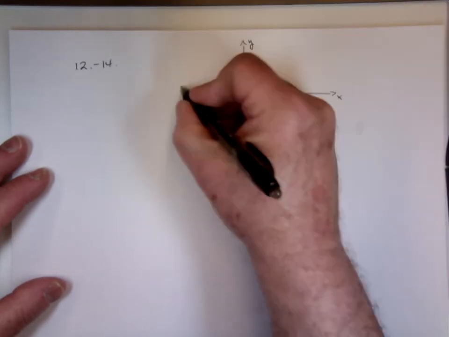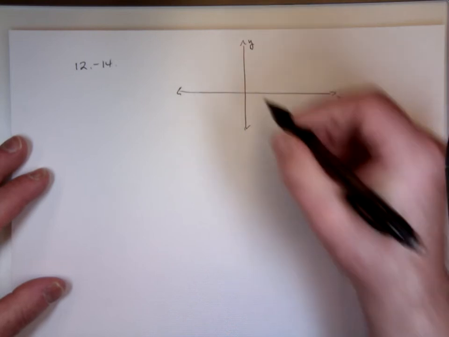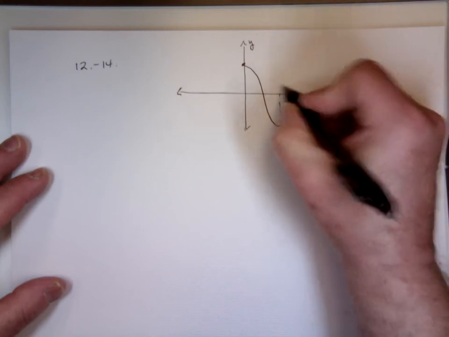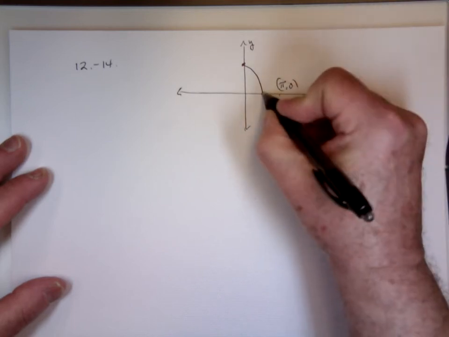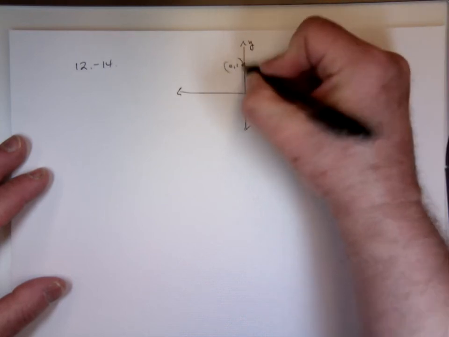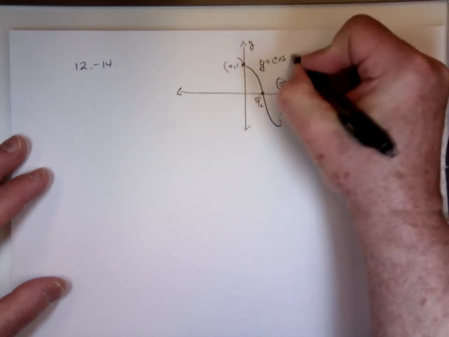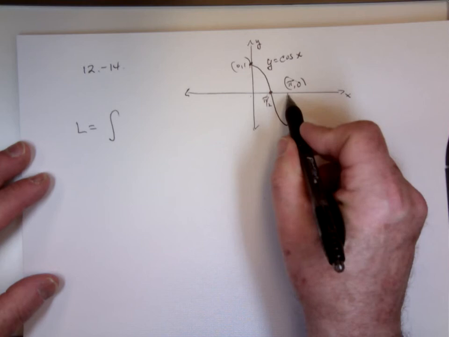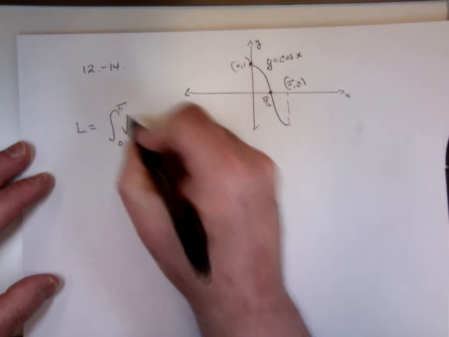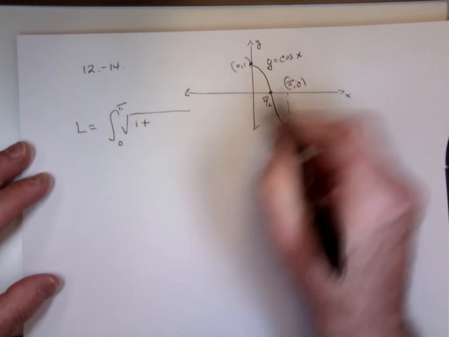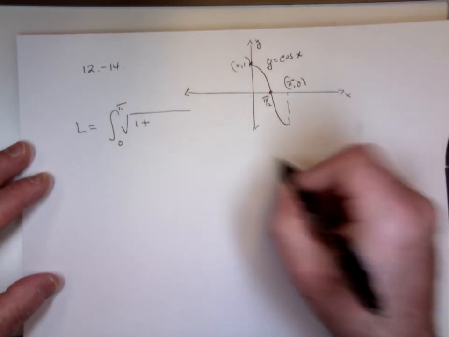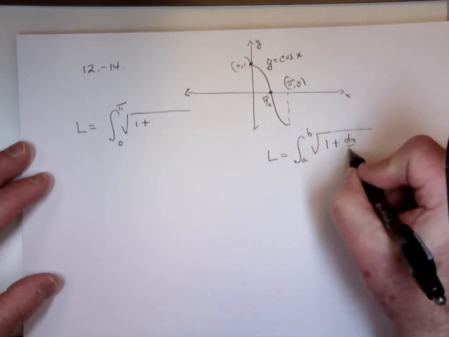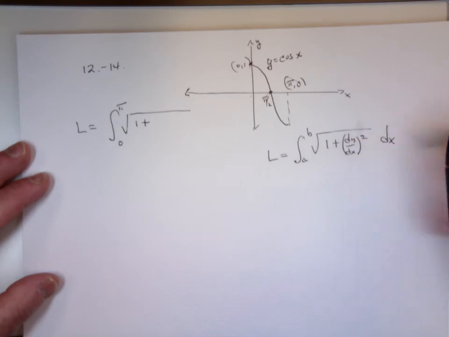Y equals cosine x from 0 to pi. This is y equals cosine. Okay. Length of the curve is the integral from 0 to pi of the square root of 1 plus the derivative squared dx. Let me give you the formula, I'm sorry. A to b, 1 plus the derivative squared dx. That's the formula for arc length.